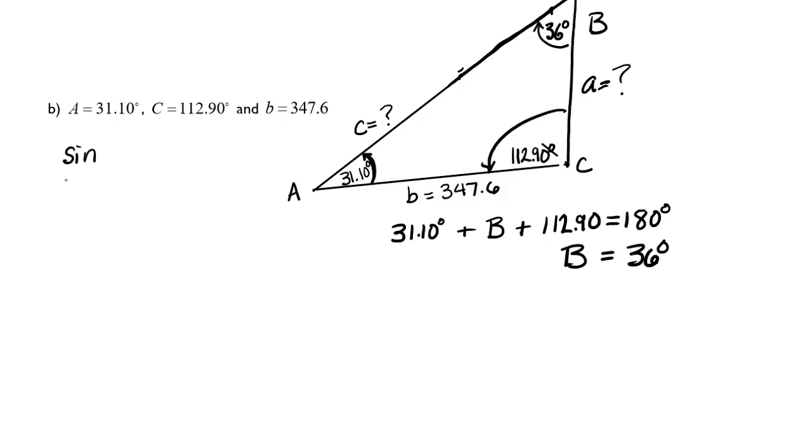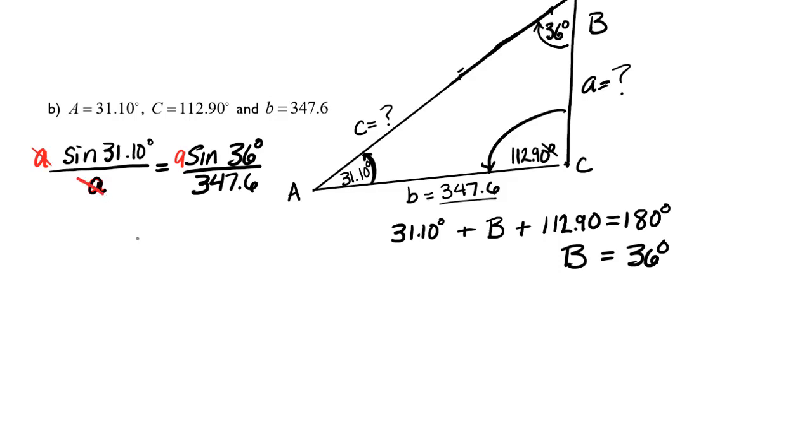I know that my rule says sine of angle A, 31.10 degrees, over side A equals, now remember, we could pick sine of angle C over C, but that one won't work because we don't know that side. So we have to pick sine of angle B over side B. And side B is 347.6. That's the length of side B. And now I can solve for A.